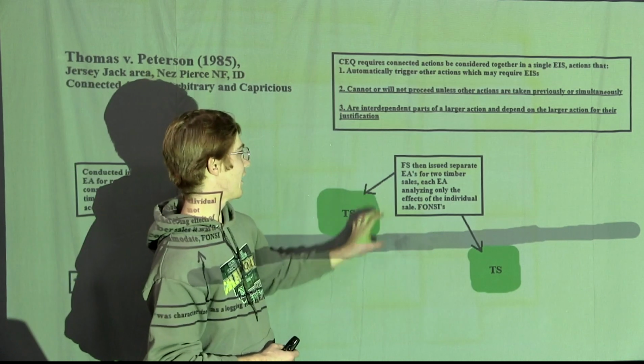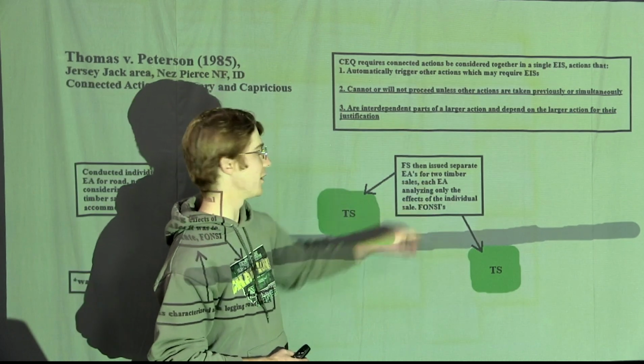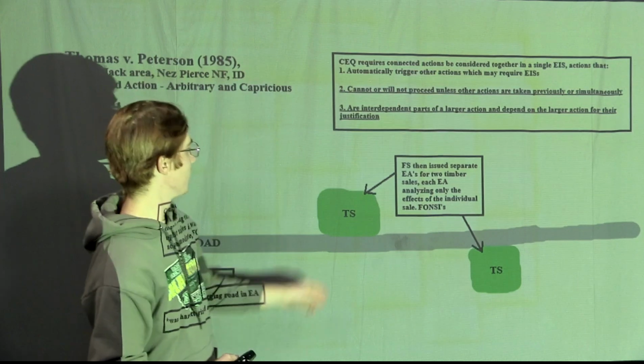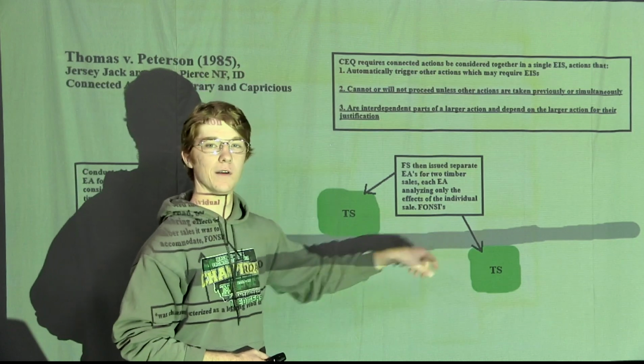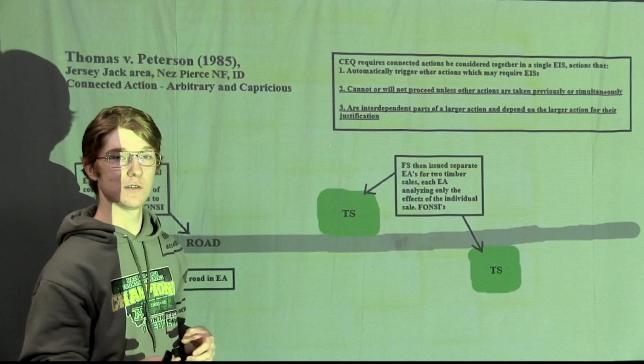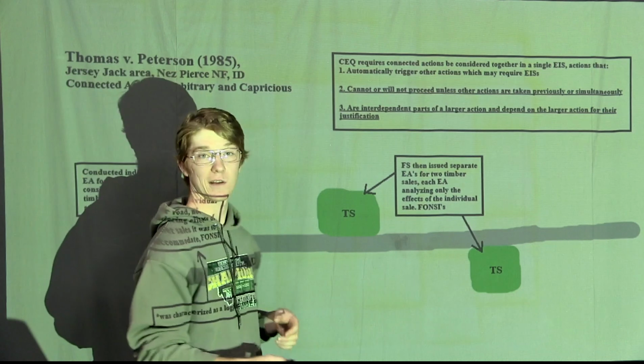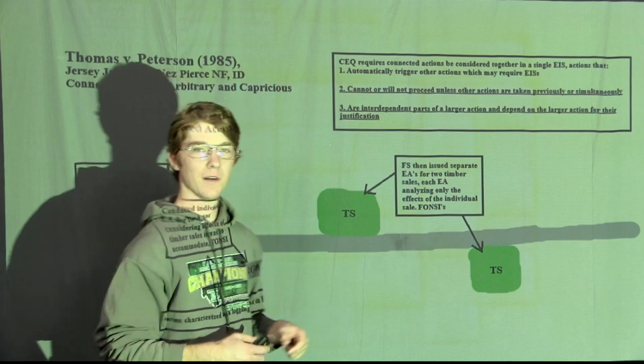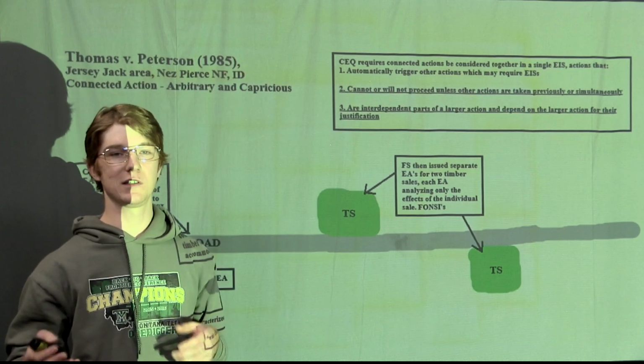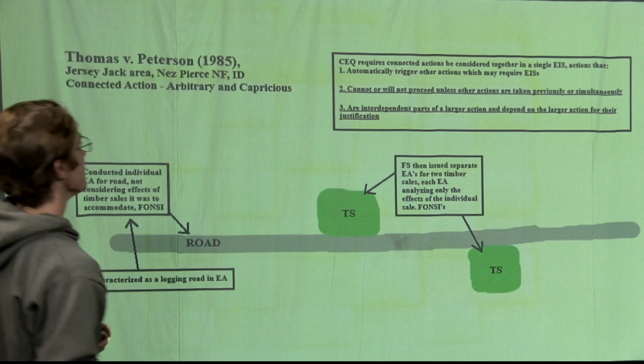Shortly after that, they come out with two separate environmental assessments for timber sales along that road. For each individual environmental assessment for those timber sales, they find no significant impact. They issue FONSIs for both of them. And if this gets noticed, this gets taken to court.